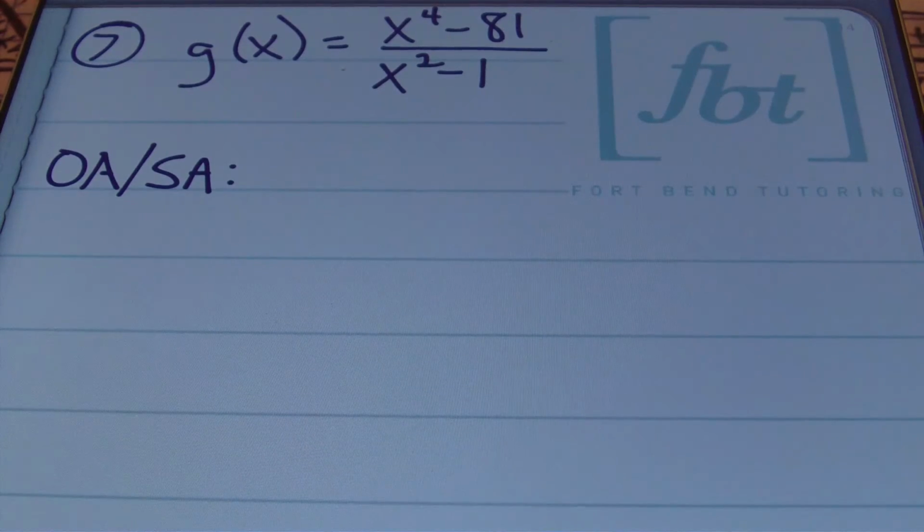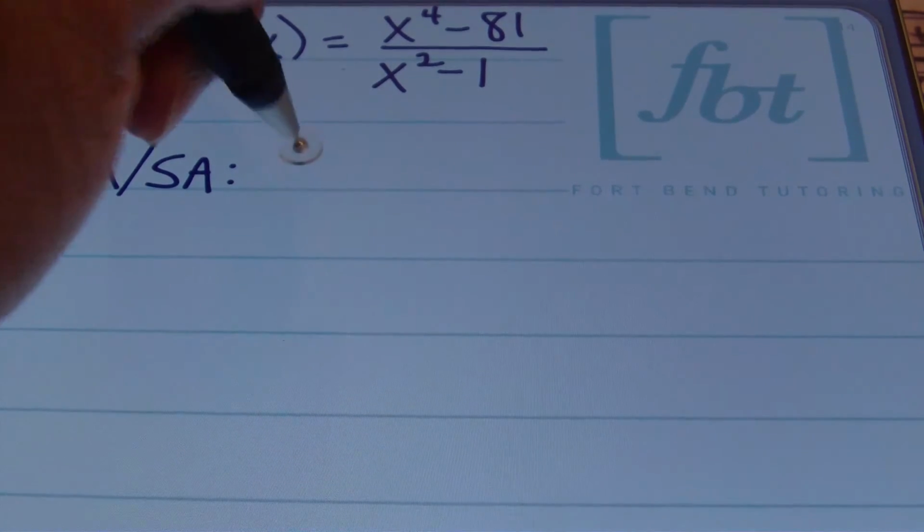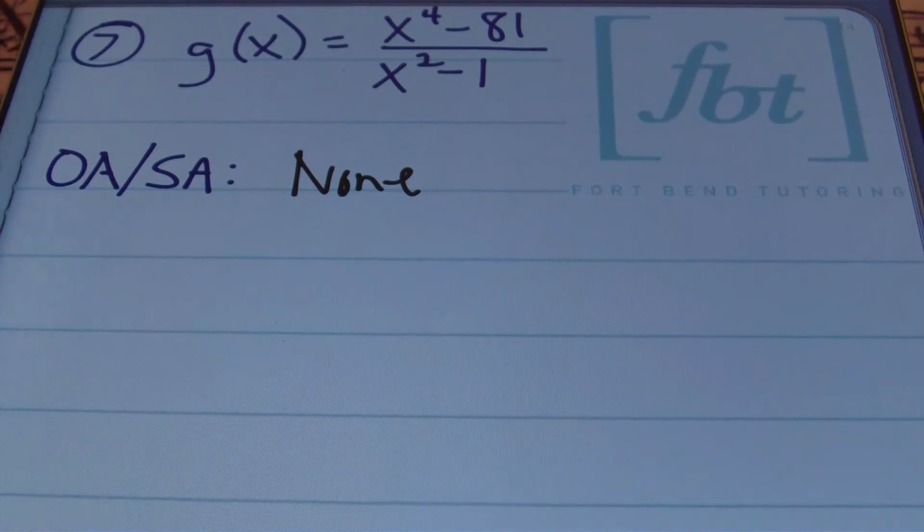In problem number 7, we have g of x equals x to the 4th power minus 81 divided by x squared minus 1. Our oblique asymptote in this problem doesn't exist. It's none. Let's talk about why it's none. The reason why we don't have an oblique asymptote in this problem is because our highest degree in the numerator is 2 more than that of the denominator.